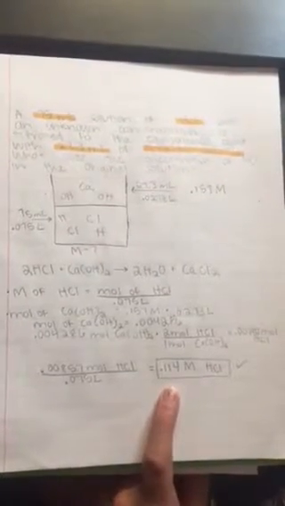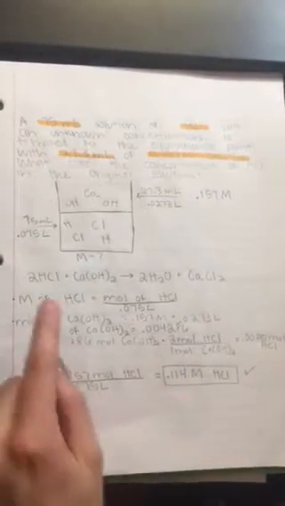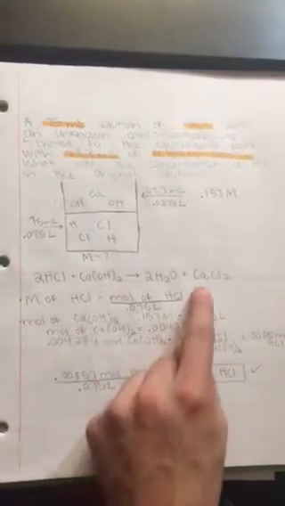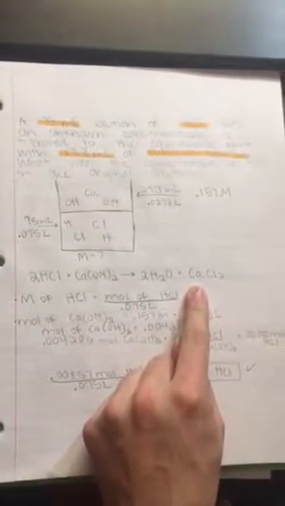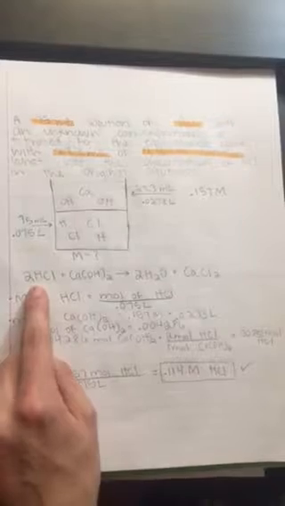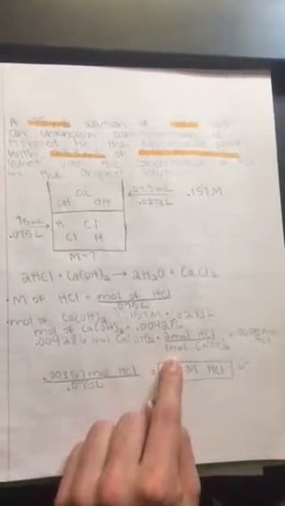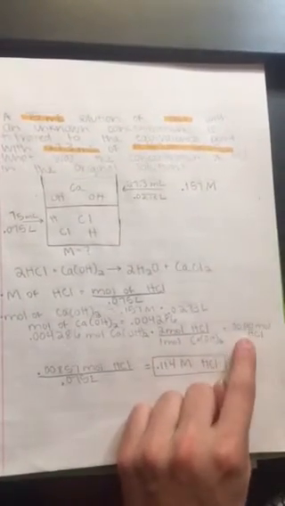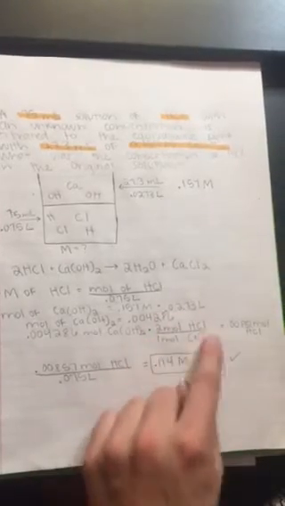A common mistake that people make is many people forget to balance out this equation, and if you don't know that there are 2 HCl's and not 1, then you will not be able to figure out the proper moles of HCl right here because you won't be able to multiply by 2.